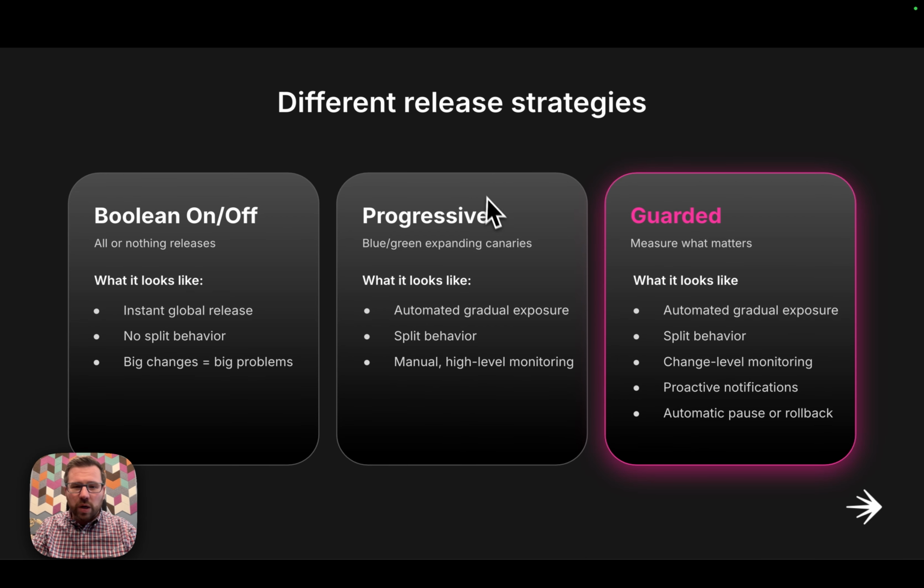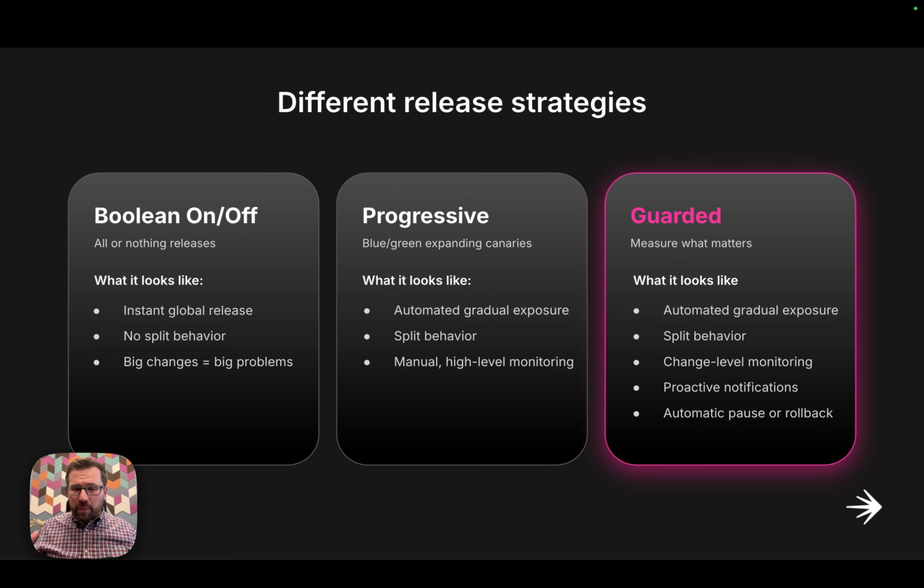That is why a large recommendation of ours is to use progressive releases. This means that we're going to be doing some sort of gradual exposure, whether that is through percentage increases or targeting different segments. This does cause some split behavior in your applications based on who you're targeting. And it also means, though, that you're going to be looking at some high-level manual monitoring, talking to your customers, looking at APM dashboards, that sort of thing.